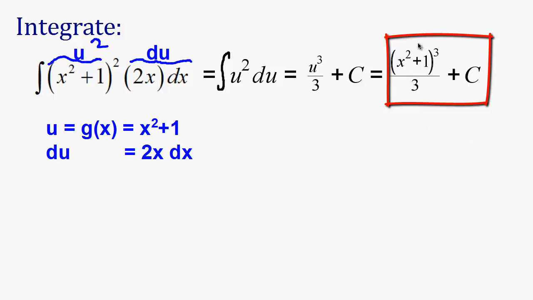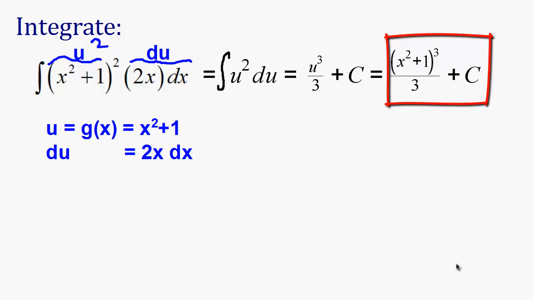And if we were to take the derivative of that, we'd have to use the chain rule. We'd get 3 times the quantity x squared plus 1 to the second power, all over 3, times the derivative of what's inside, which is 2x. And the 3's would cancel each other out, and we get the original integrand. So this is a pretty powerful way to use a substitution to integrate a very complex function.